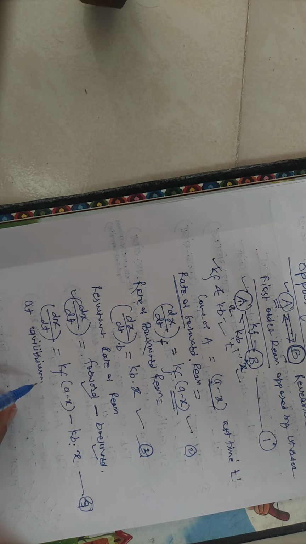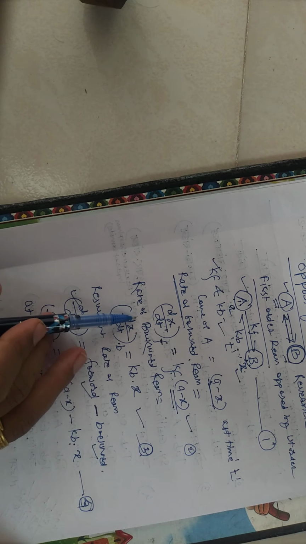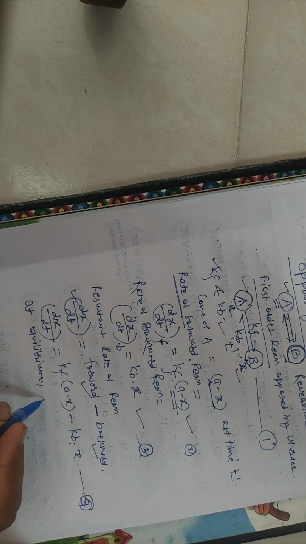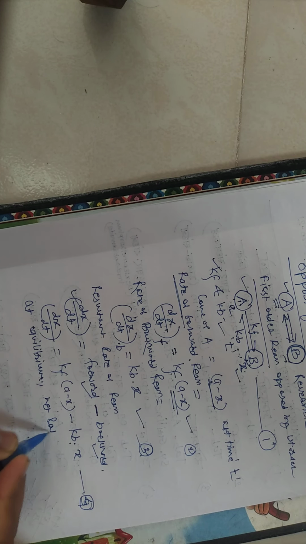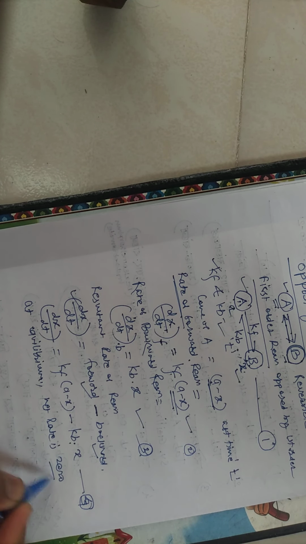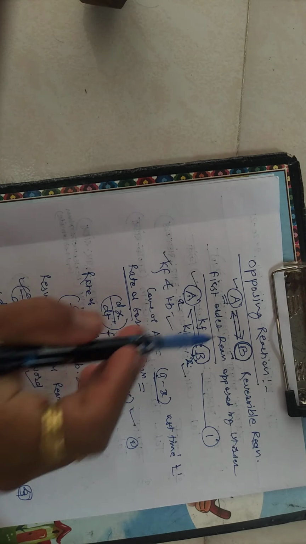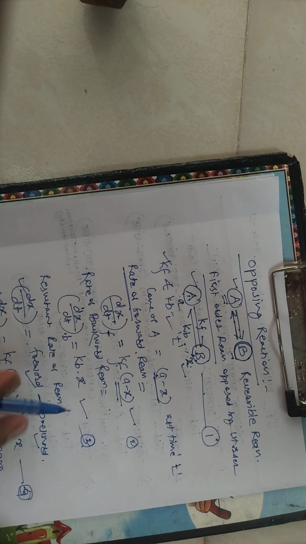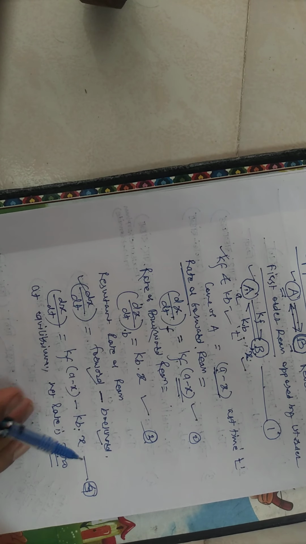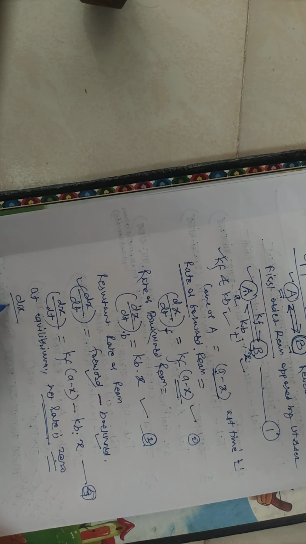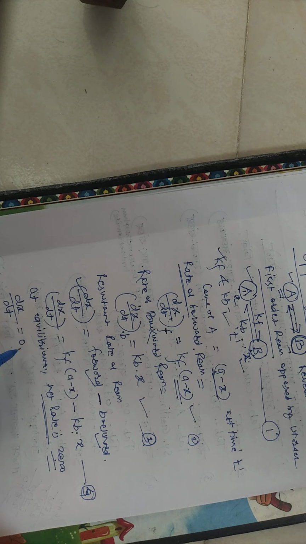Now at equilibrium, that means whenever the reaction is not completely in the forward direction or completely in the backward direction, the condition is that the net rate is 0. That means we cannot predict whether the reaction is going in the forward direction or the backward direction. This is the equilibrium condition. So at equilibrium the net rate is 0, that is nothing but dx by dt is equal to 0.